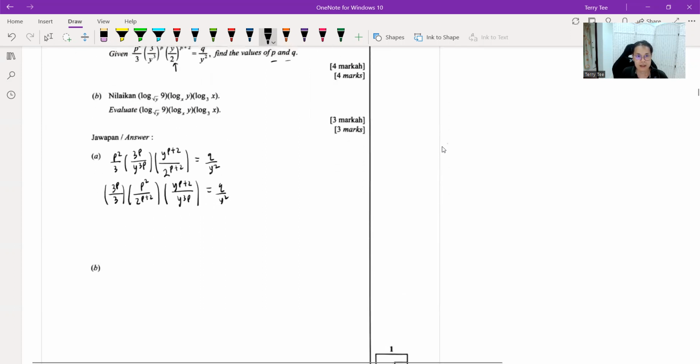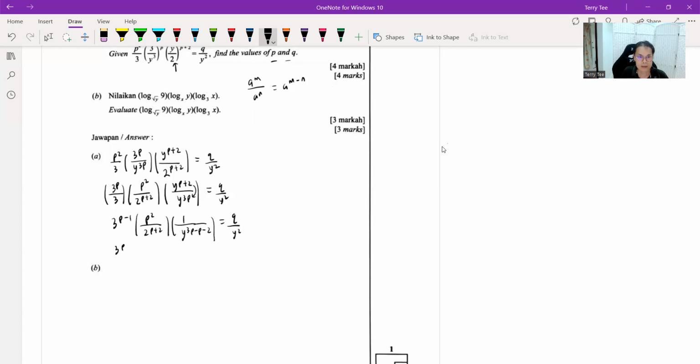We can see that when you divide A power M by A power N, we minus the power. So in this case, 3 power P minus 1. And you keep your P squared and your 2 power P plus 2. When you divide the Y, also you minus power. But however, please take note, your Y on the right-hand side is written below. So therefore, I prefer to bring the Y power P plus 2 down. When you bring it down, it becomes 3P minus P minus 2, right? And this is now Q over Y squared.